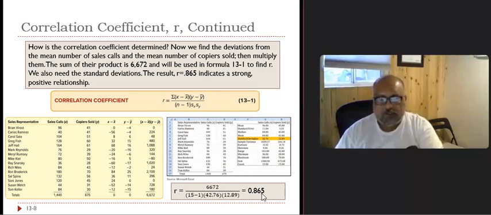So 0.6865 is a positive value and it's very close to 1. So what does this tell us? This tells us that there is a strong positive linear correlation, right? So it's a very, very useful tool for decision making.